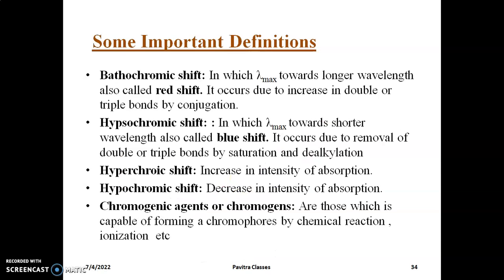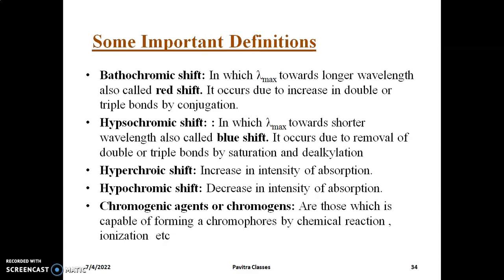Other than that, some shifts are there. Bathochromic shift, where the lambda max moves towards a longer wavelength, is also called the red shift. It occurs due to an increase in double bonds and or triple bonds in the molecule by conjugation. Hypsochromic shift, where the lambda max shifts towards a shorter wavelength, is called the blue shift. It occurs due to removal of double bonds and triple bonds of the molecule by saturation and dealkylation.